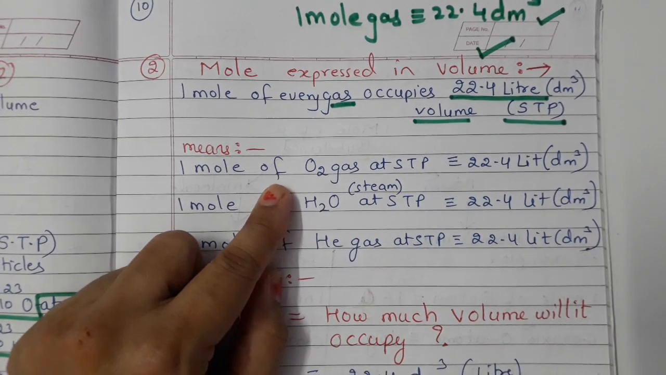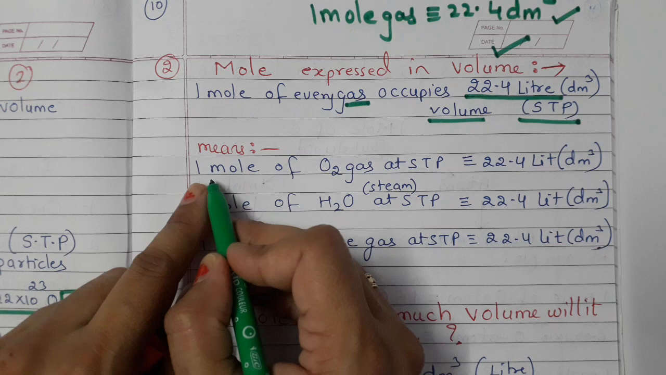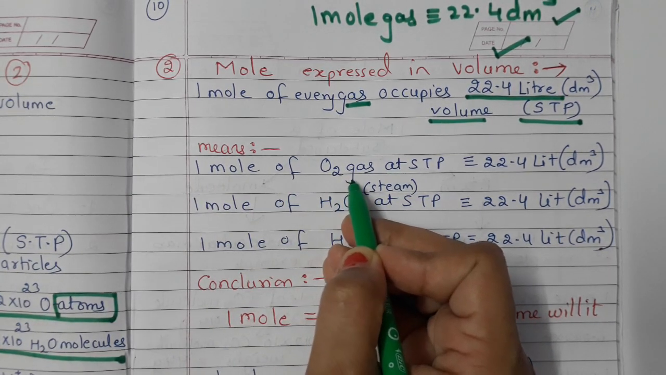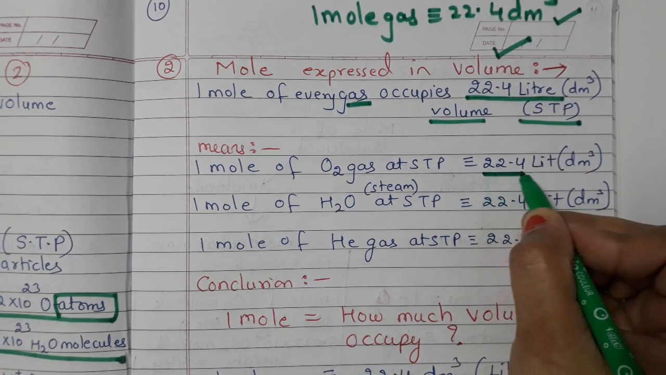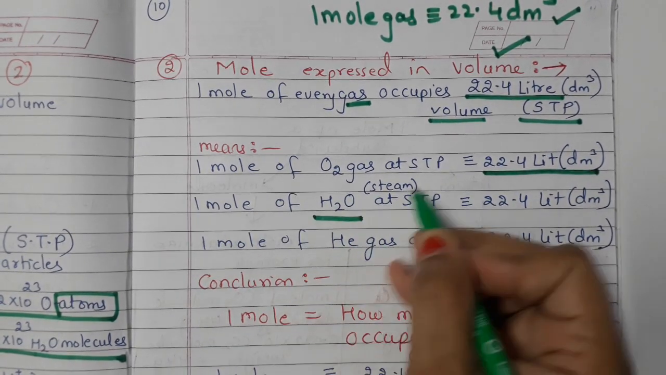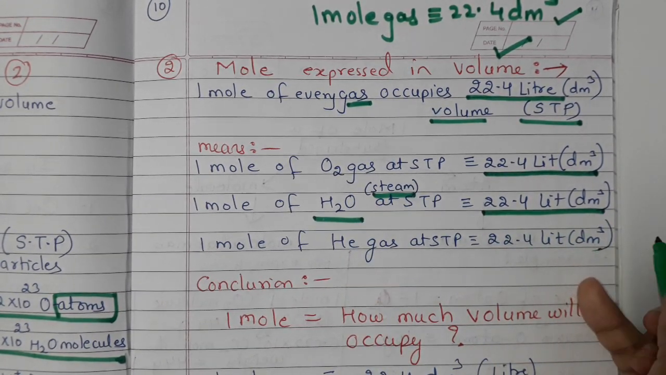Now let us understand this same concept in more detail. If I say I have 1 mole of oxygen gas, it means it is having how much volume, students? 22.4 dm³. If I say 1 mole of water steam, it is having 22.4 dm³ volume.